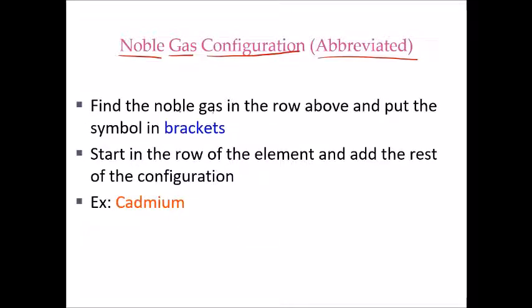The first rule, of course, is you need to find the noble gas in the row above and put the symbol in brackets. You start in the row of the element and add the rest of the configuration. So for instance, if we're looking at cadmium on the periodic table.